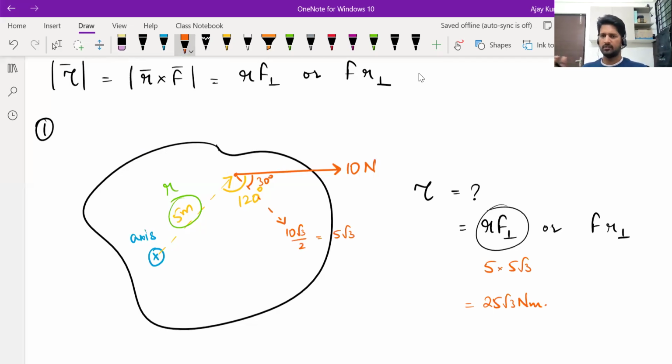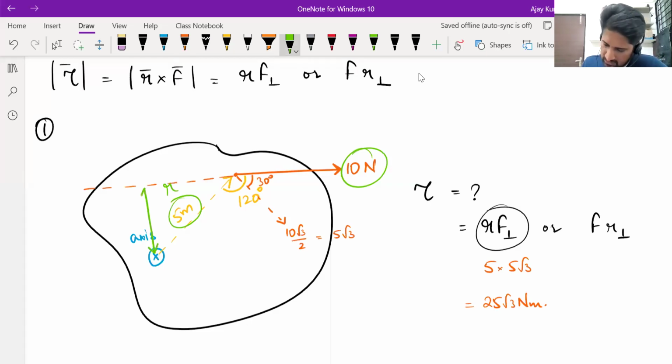Now you can do one more thing also, F multiplied with r perpendicular. Let's see how to do that. F is the force, that's okay. r perpendicular should be from where to where? Just like in angular momentum, where r perpendicular was the distance from the axis to the line of action of velocity, because there we needed r cross v. Here for torque, we need r cross F. So we take the perpendicular distance from the axis to the line of action of the force. You need to visualize the line of action of force and take the perpendicular distance between the axis and that line.